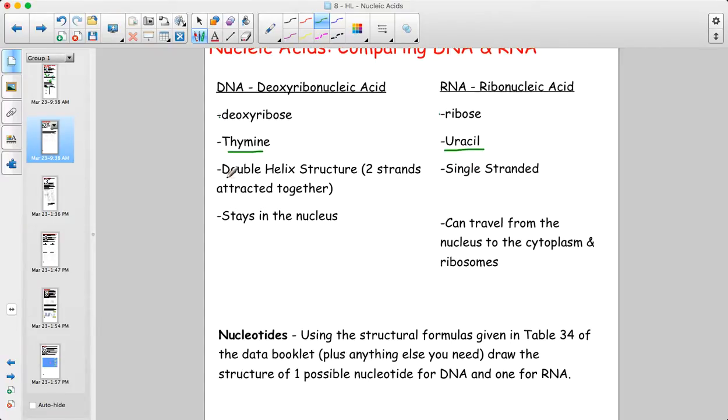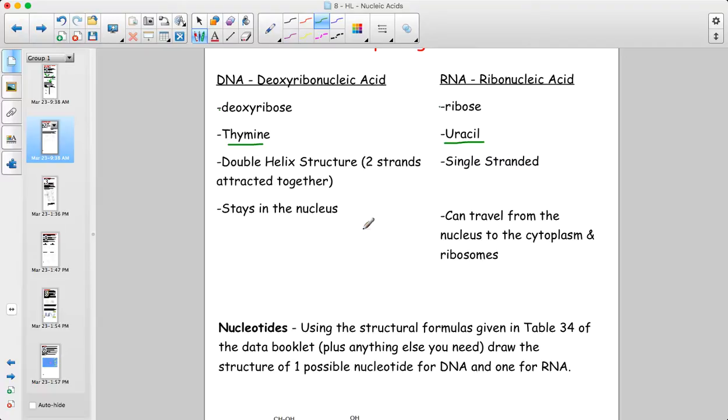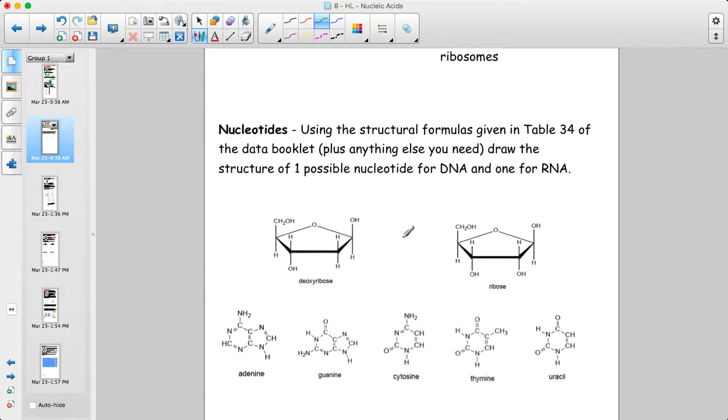DNA is a double helix structure, so it has 2 strands that are held together, whereas RNA is always single-stranded. And DNA only stays in the nucleus, whereas RNA can travel from the nucleus to the cytoplasm and the ribosomes. So the first 3 are really structural differences, whereas these ones are more just properties that are different.